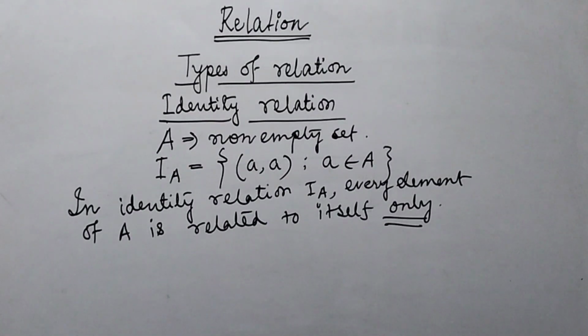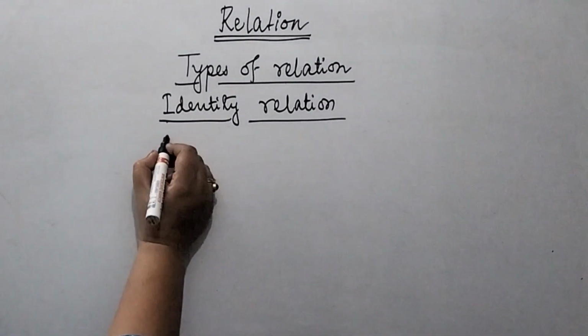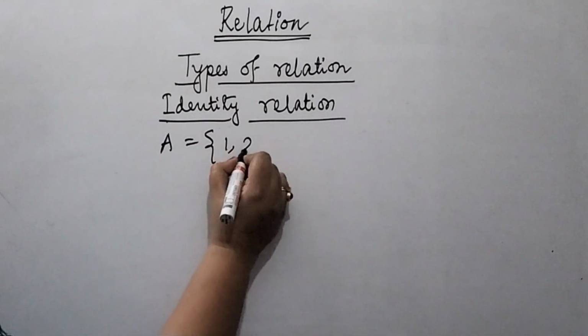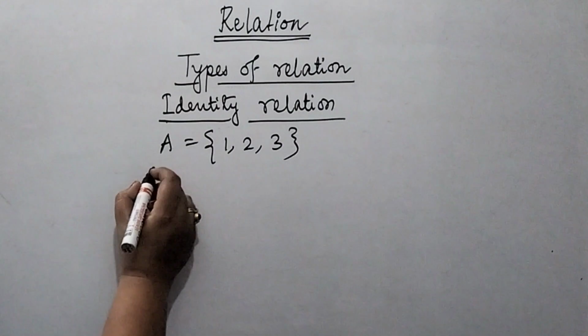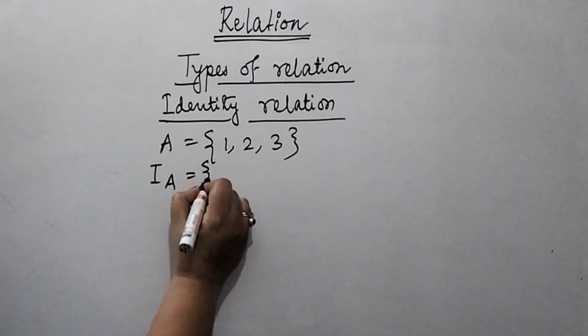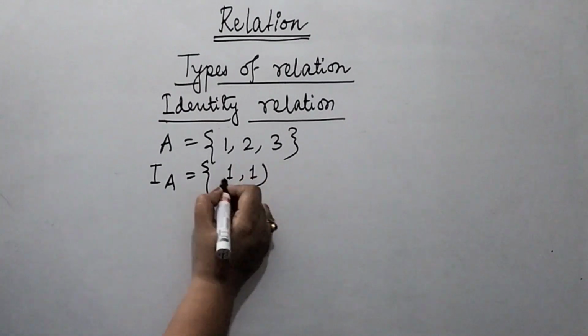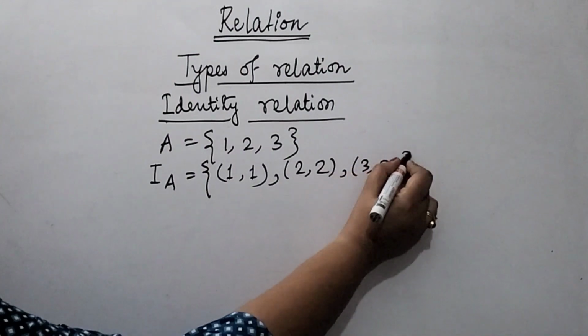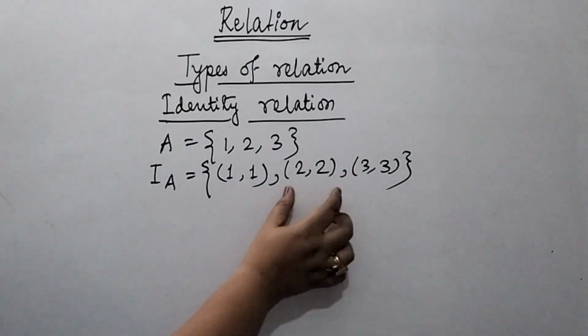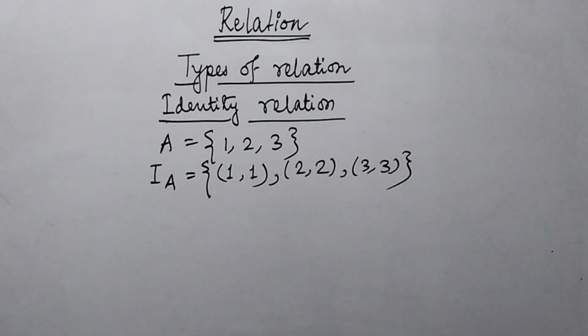Let's explain this concept by an example. Let's consider a non-empty set A which contains the elements 1, 2 and 3. Then if we define a relation on A and we find that each element of A is related to itself only, then that relation will be the identity relation of A. Then what will be the structure of I_A? I_A will contain in that case only the elements of the form (1, 1), (2, 2) and (3, 3) only. Hope the concept of identity relation is clear to everyone.